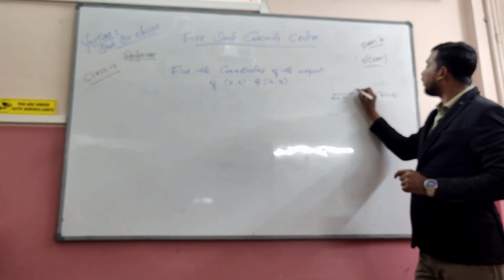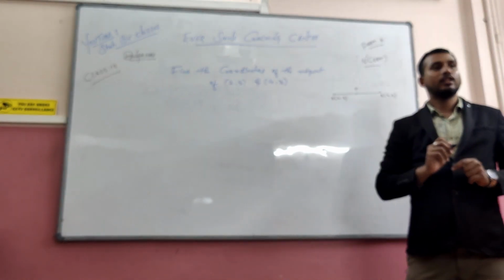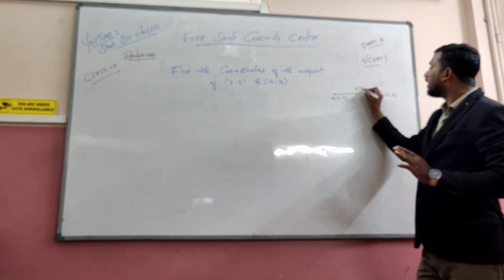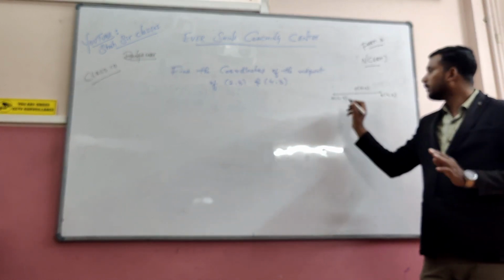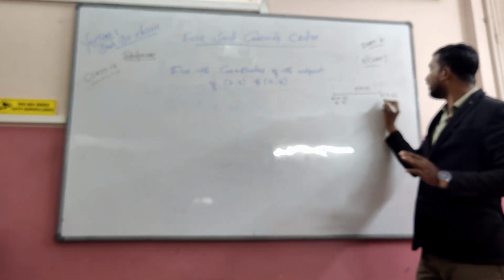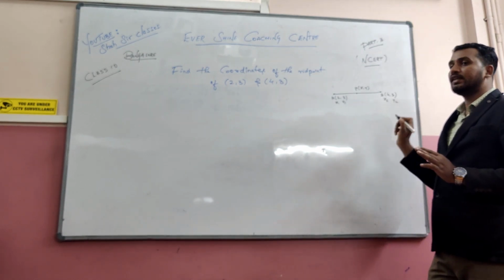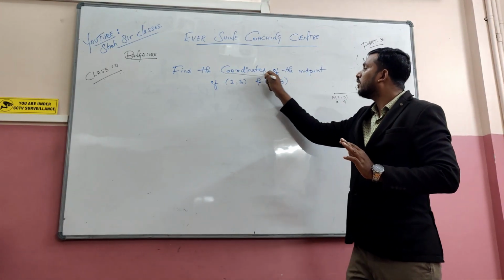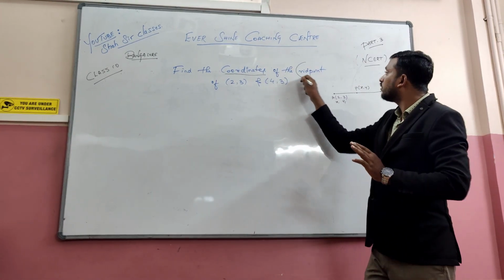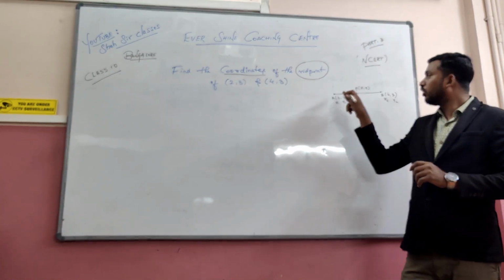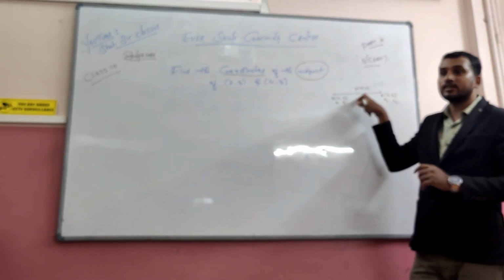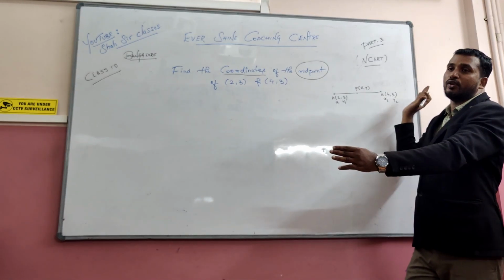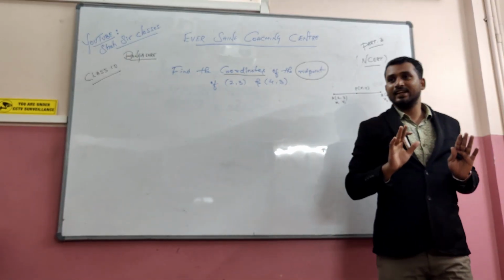Now let me consider this midpoint as P. Coordinates of P are x, y, because this is x1, y1 and this is x2, y2. Did you understand? Now what do we have to find in this sum? We have to find the coordinates of the midpoint. Midpoint means half of the line, half of these two extreme points. That is what we have to calculate.